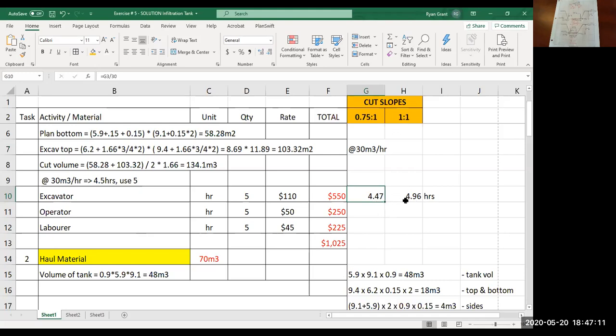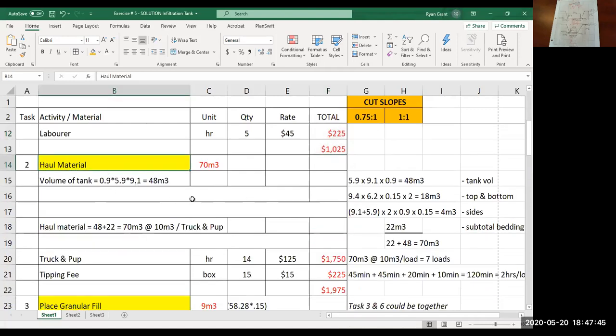You should round those. Don't use 4.47 in your estimate. Either use 4.5 or round it up to 5. Same thing with the 1 to 1. This one you should round up to 5. You're not going to spend 4.96 hours doing something. You're either going to spend 4 hours, 4.5, or 5 hours. So I've got 5 hours here. You were given the rates, so you would come up with a value here.